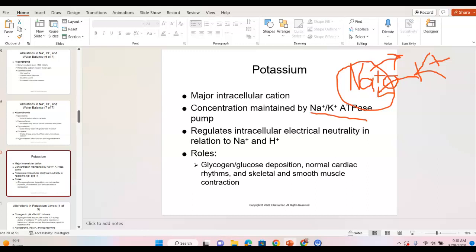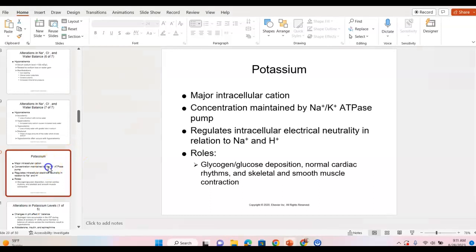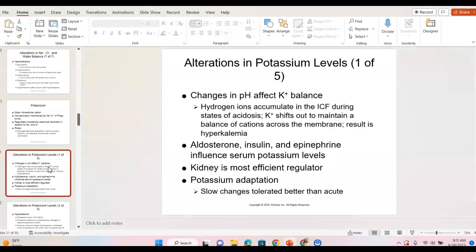What I really want you to remember is muscle contraction, including the heart, that potassium deals with, and also nerve conduction. You can add that on there. So if you have alterations in potassium level, you can have a lot of issues. There's a list of them coming up here. Changes in pH can affect that. All these different levels of aldosterone, insulin, and epinephrine can affect potassium levels.